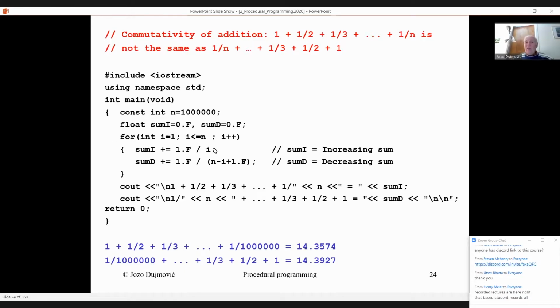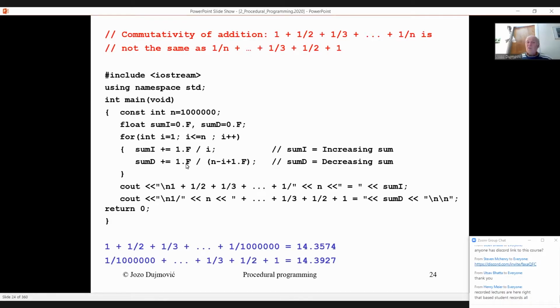And I'm computing them here inside this loop as increasing sum and decreasing sum. So increasing sum is 1 plus 1 divided by 2 plus 1 divided by 3. So this i is 1, 2, 3 up to n, starting with 1 plus 0.5 plus 1 divided by 3, etc. And here I'm going backwards: 1 divided by n, n minus i plus 1, float 1. I work with float values here, so all of them are float to have standard precision.